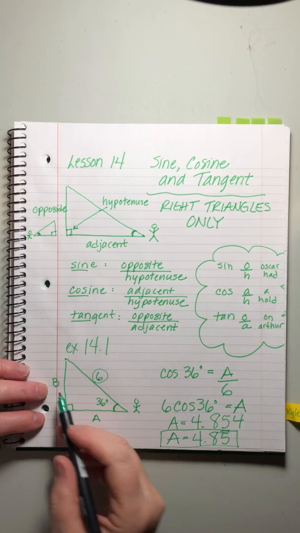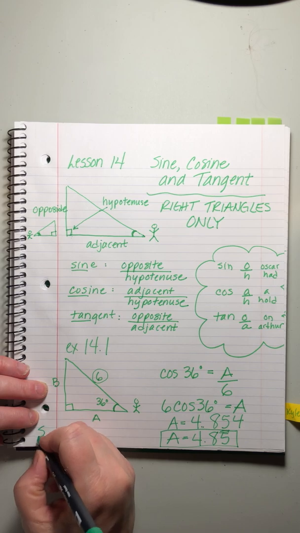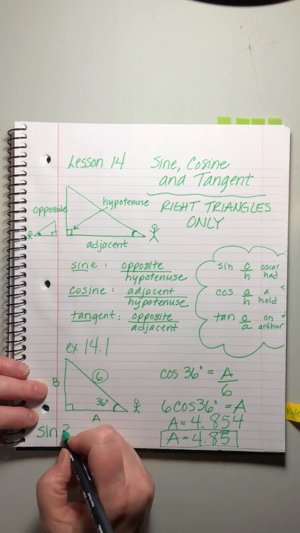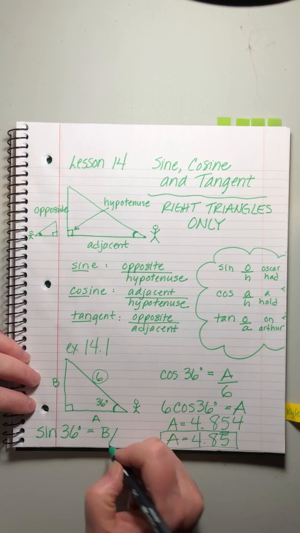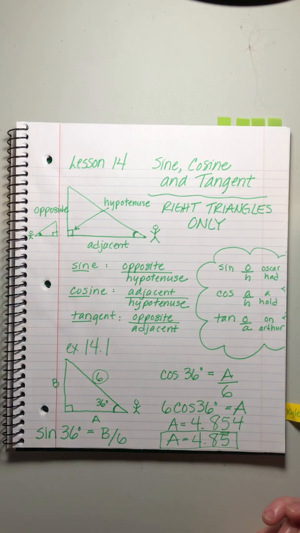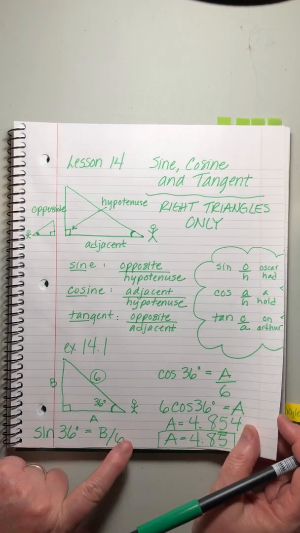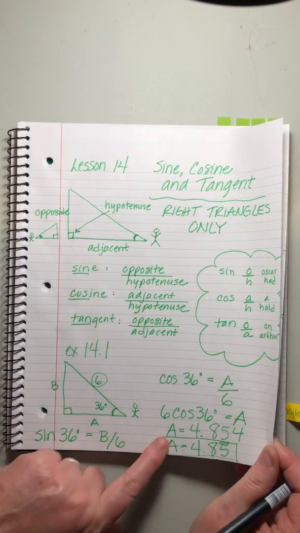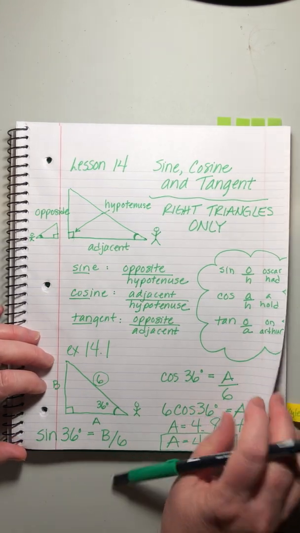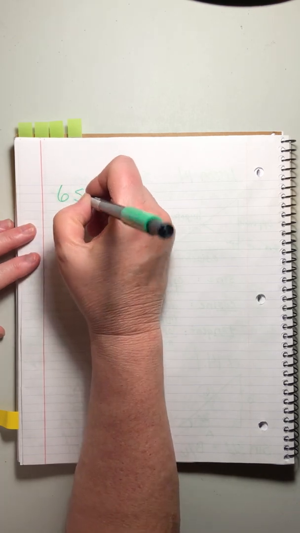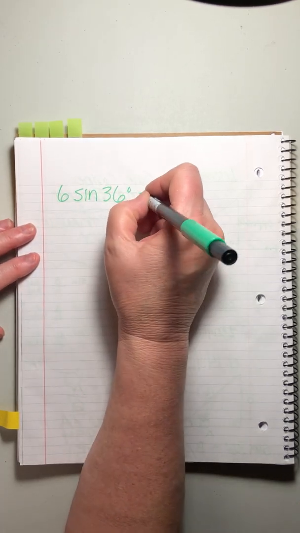Okay, let's do the B. We want to use sine. So we'll say the sine of 36 degrees, because it's still this angle, equals B over 6. And then we'll do the same thing. I'm running quickly out of space, so I'm going to go to the other page. I'm really sorry. We're going to take this 6 and put it up in front, just like we did here. So 6 times the sine of 36 degrees equals B.